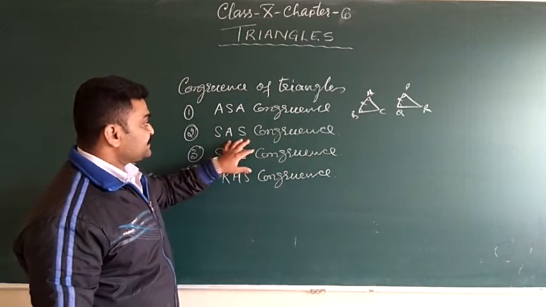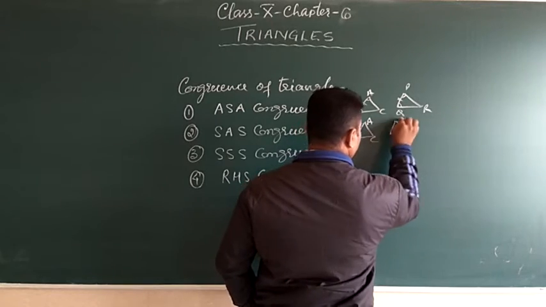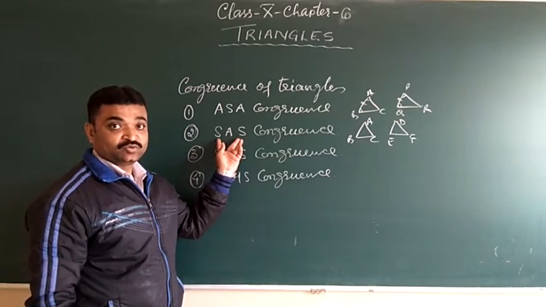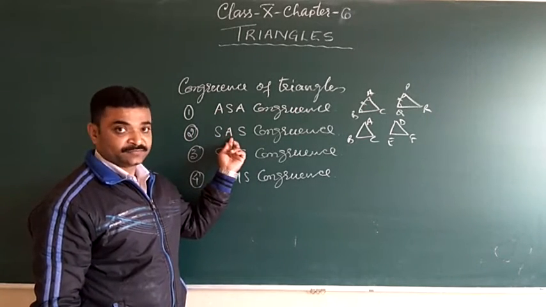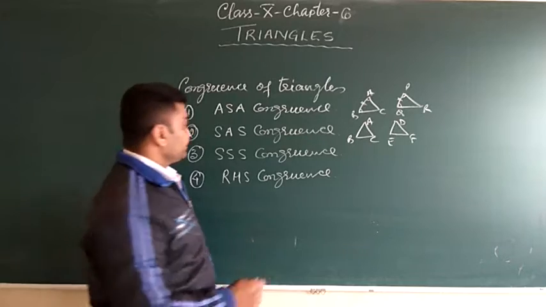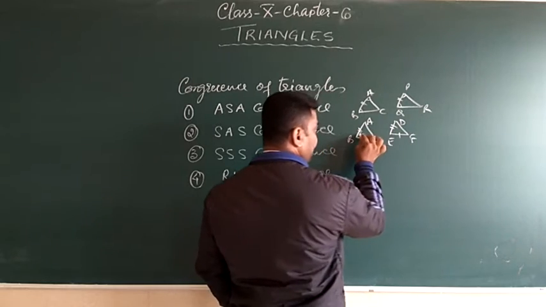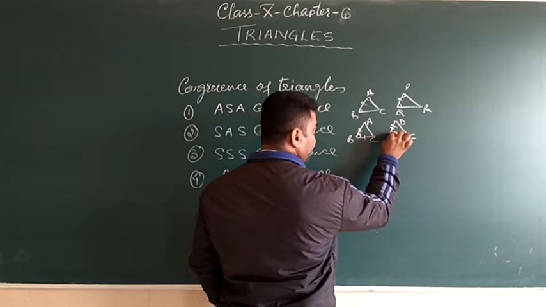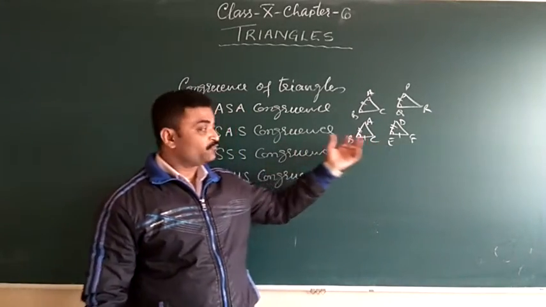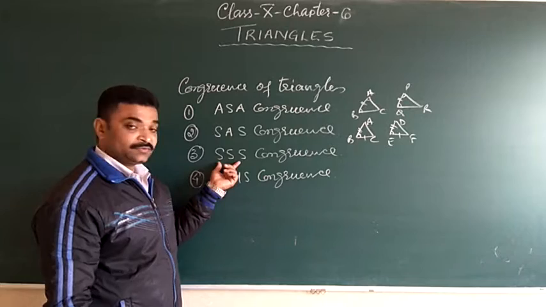SAS congruency, same thing. If two triangles are there, suppose ABC and DEF, and two sides and the included angle of the two triangles are equal, then we say that the two triangles are congruent. See, suppose AB is equal to DE, BC is equal to EF, and the included angle B and angle E are equal, then we say that the two triangles are congruent by SAS congruency. Clear?